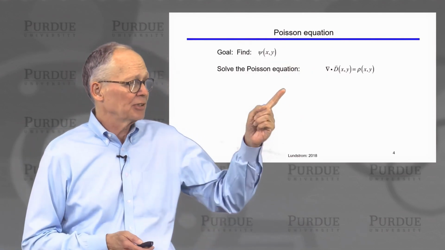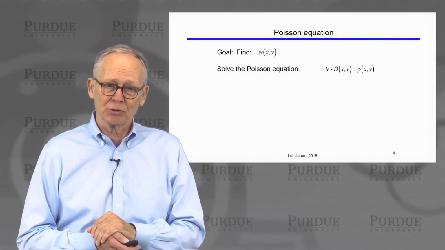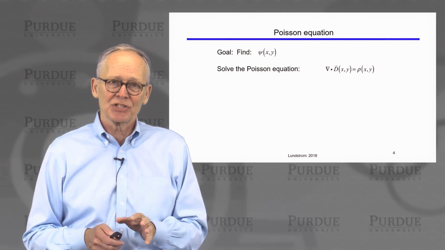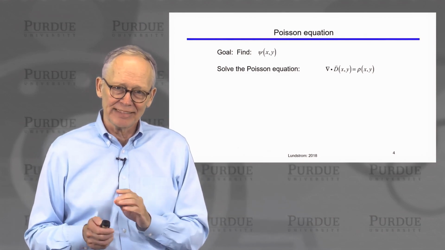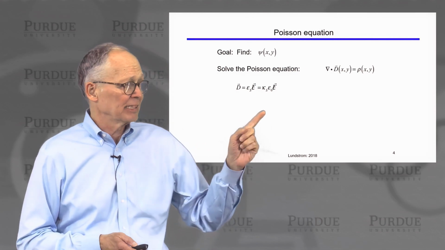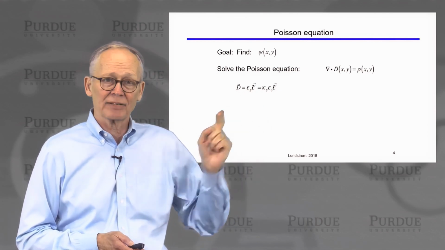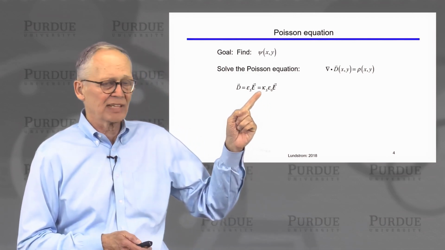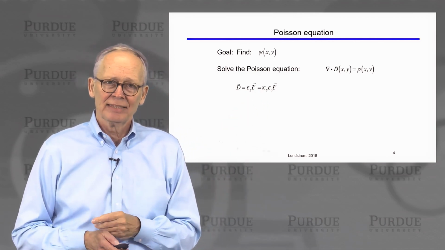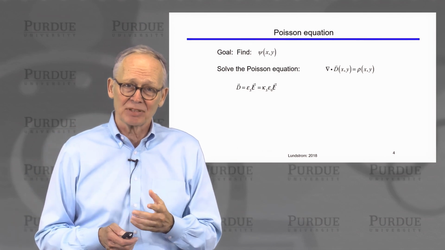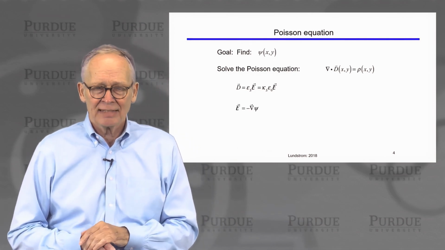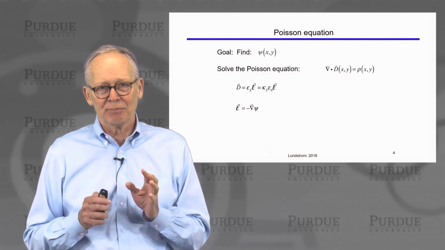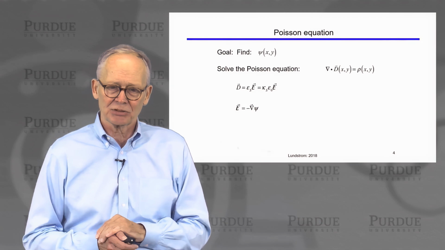So solving for that potential really means solving for the Poisson equation. One way to write the Poisson equation is divergence D is equal to rho, where remember D is a displacement field. The displacement field is the dielectric constant times the electric field. So we'll write it as relative dielectric constant of the semiconductor times the permittivity of free space epsilon naught times the electric field. Now you may also remember that the definition of electric field is minus the gradient of the electrostatic potential.